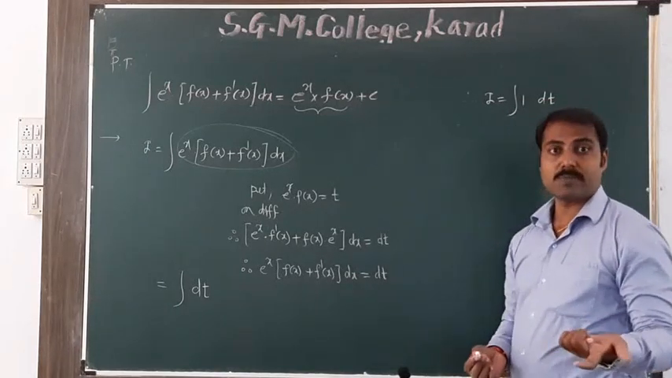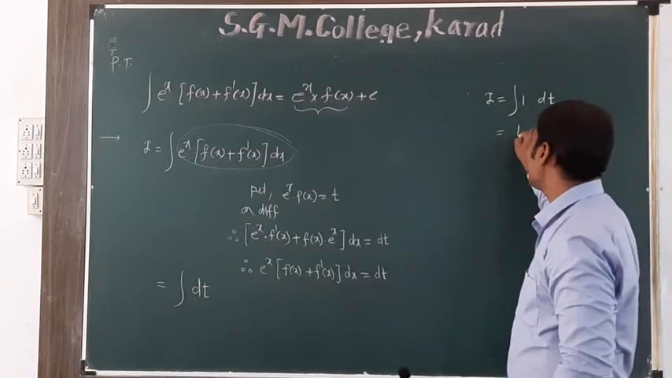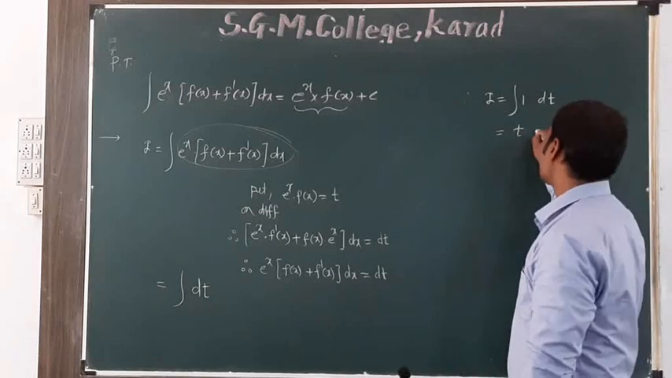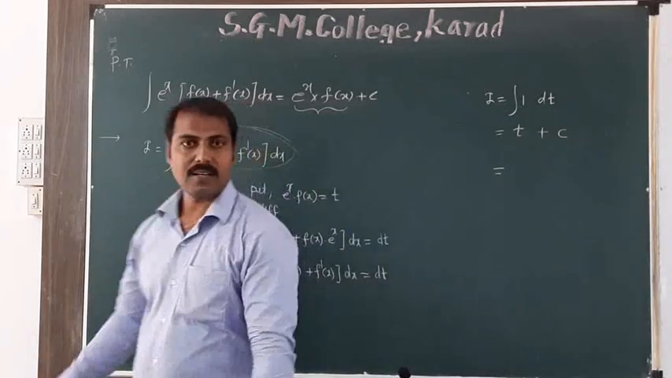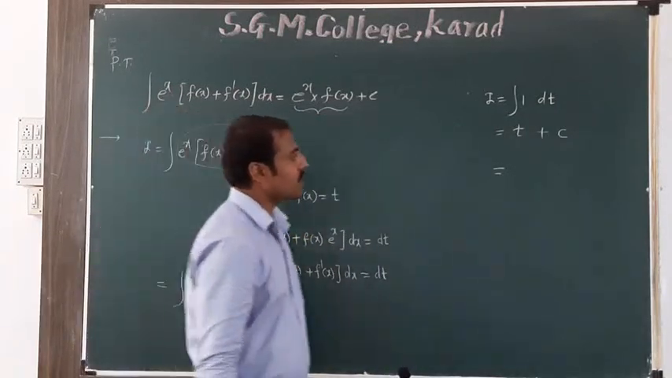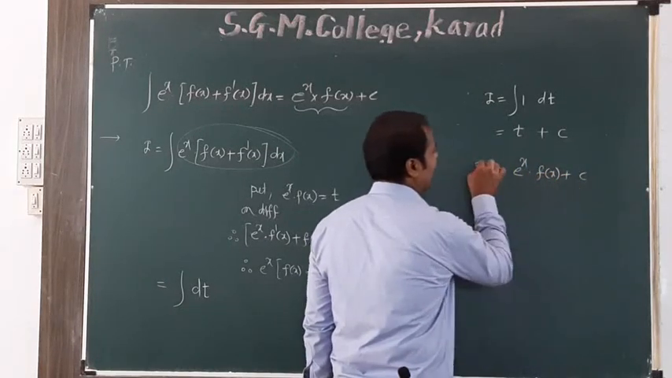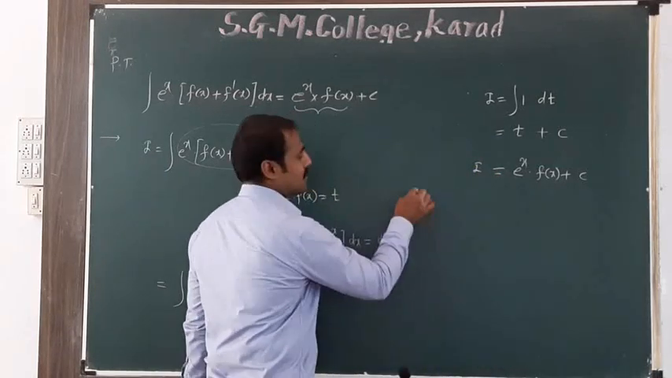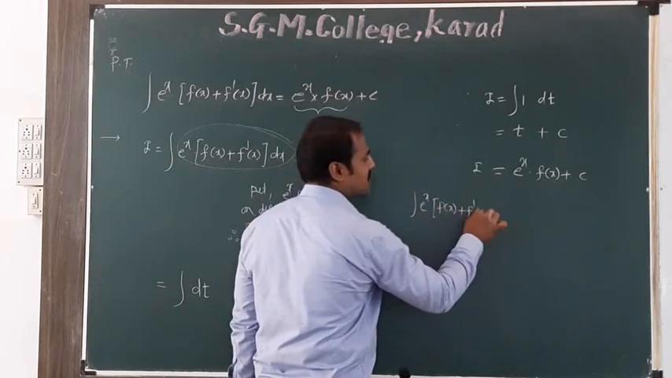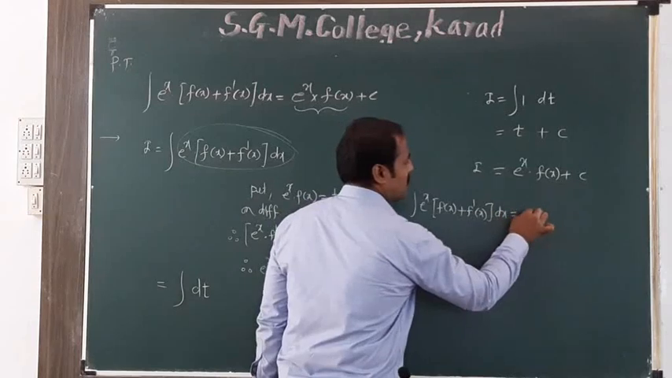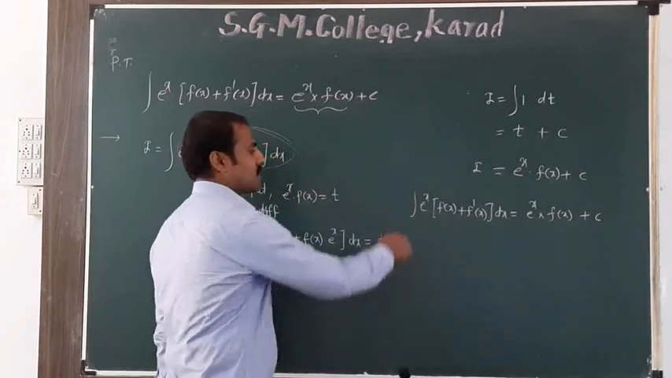Now I is equal to dt, which is nothing but the integration of 1 into dt. The integration of 1 with respect to x is x, but the integration of 1 with respect to t is t plus the constant of integration c. Our answer is in t, so replace t by e raised to x into f of x. So I is equal to e raised to x into f of x plus c, and I is nothing but the integration of e raised to x into f of x plus f dash of x dx, which is equal to e raised to x into f of x plus the constant of integration c.